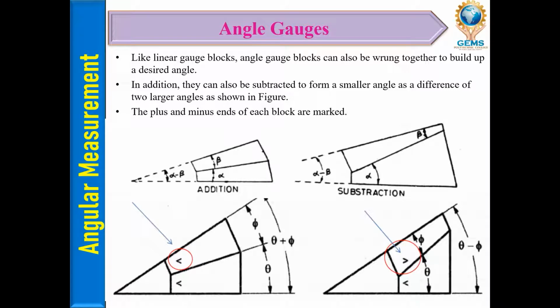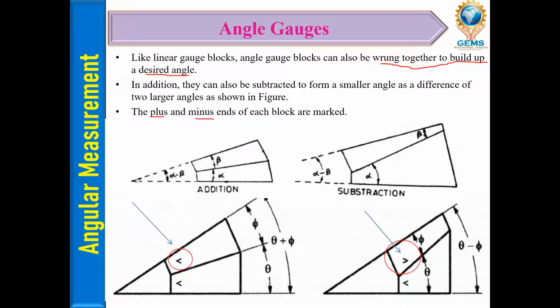Like linear gauge blocks, angle gauge blocks can also be rung together and built up to a desired angle. In addition, they can be subtracted to form a smaller angle as the difference of two larger angles, as shown in the figure. The plus and minus ends of each block are marked. So each block has a plus and minus indication.